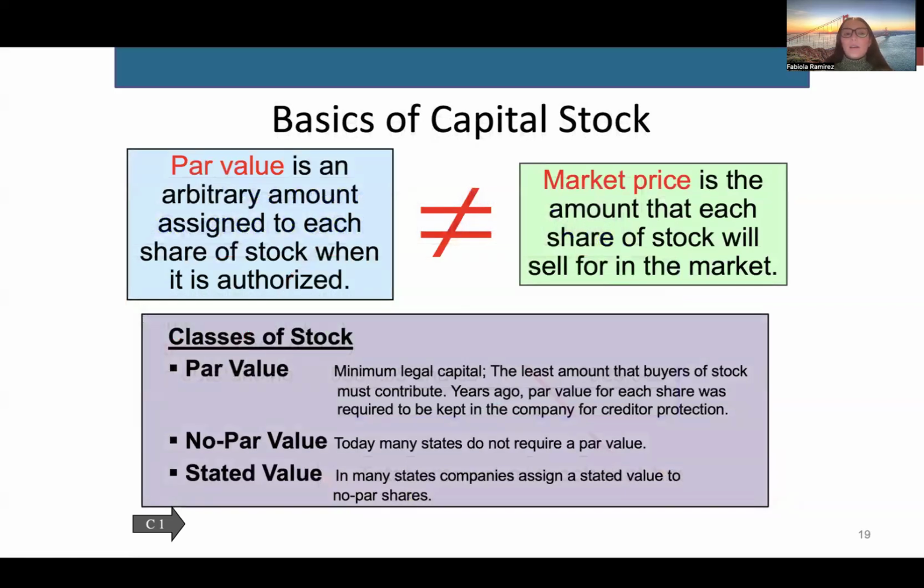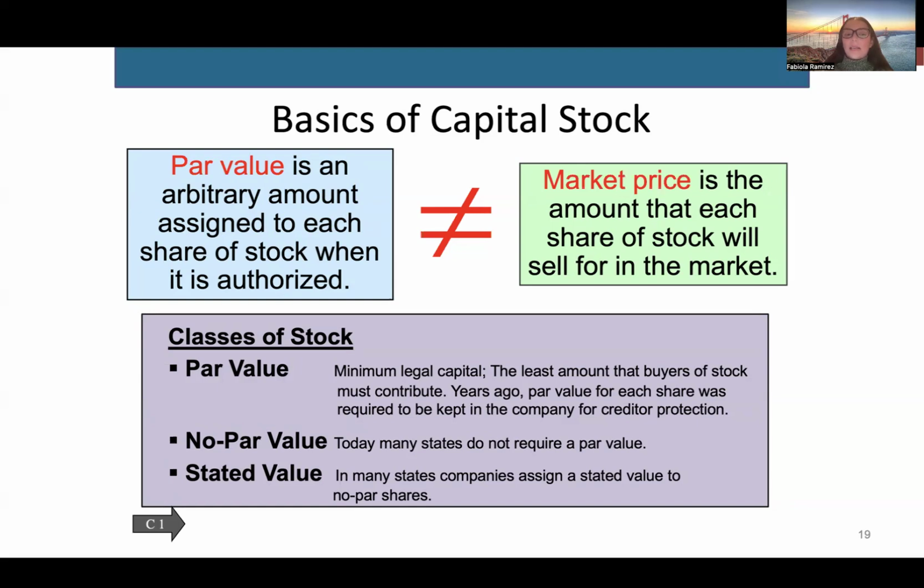Moving on, there is something called par value of capital stock, and this is an amount assigned to each share of stock when authorized. Think of it as minimum legal capital. It is usually the least amount that buyers of stock must contribute. It is important to note that par value does not equal market price for a stock. Market price is the amount that each share of stock will sell for in the open market.